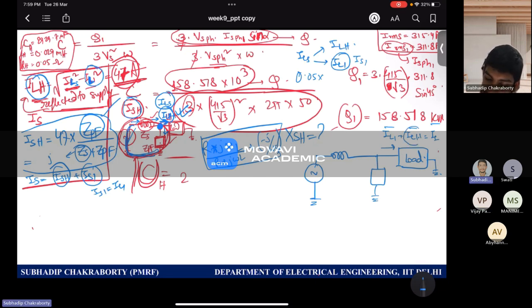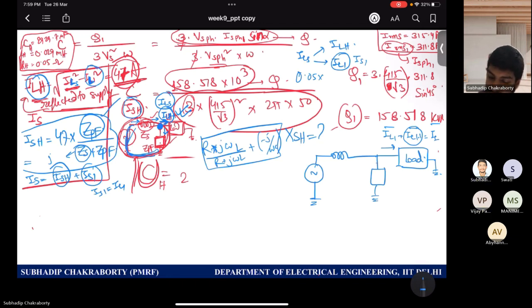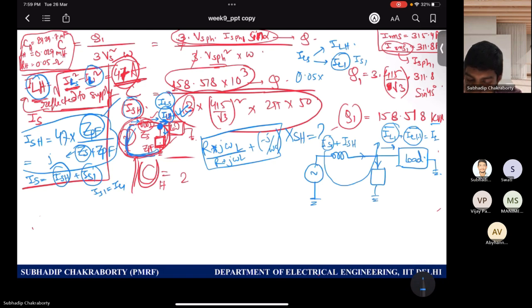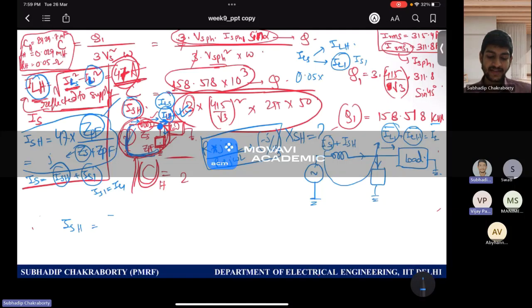This ILH will split among the filter, and because the filter is more or less reactive, only a small amount of resistance is there. So this ILH will split as per the inverse rule, and we have ISH and IS1. IS1 is equal to IL1, more or less. So ISH we are trying to determine. ISH is nothing but ILH times the inverse.